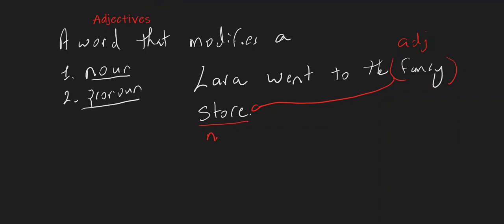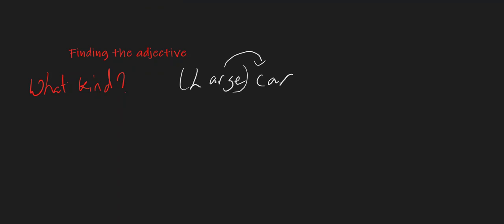But how do we find adjectives? If you're looking at a sentence that contains a lot of adjectives or a lot of nouns, how do we find adjectives in a sentence? Some typical questions we might ask is: what kind? What kind of car? This is a large car, modifying car, so it gives you the kind of car. Luxurious house. So the question is, what kind of house? It's a luxurious house, therefore luxurious is your adjective.